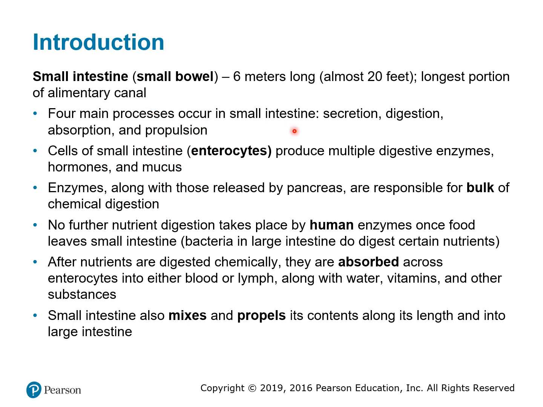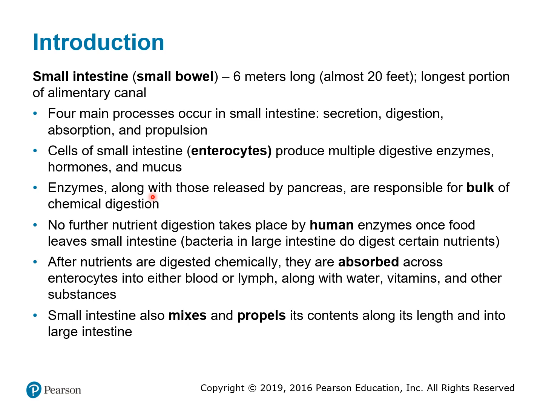Now, we do have these cells called enterocytes, which are the small intestine cells, that are going to produce multiple digestive enzymes, hormones, and also mucus. And we'll talk about them as we go along this second part. These enzymes are also going to be released by the pancreas, which is responsible for the bulk of chemical digestion. And we'll talk about more of that in detail.